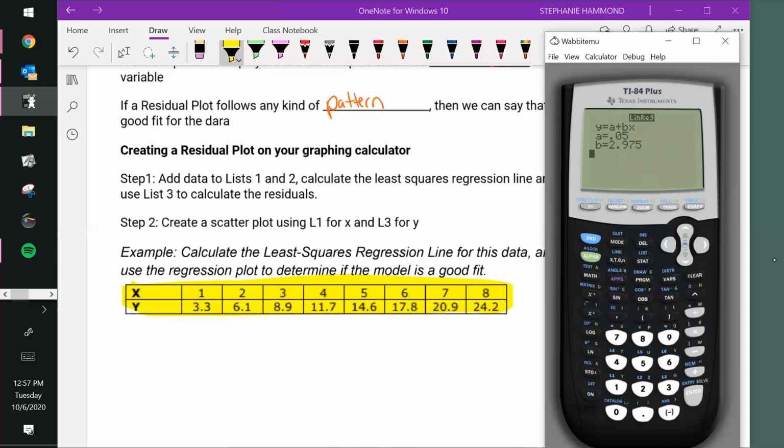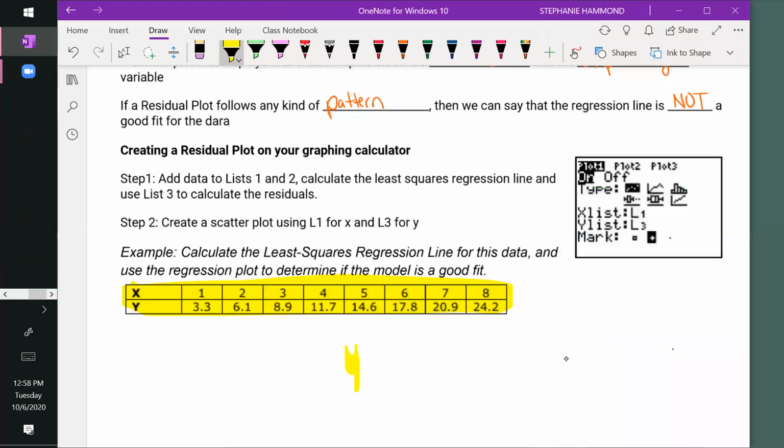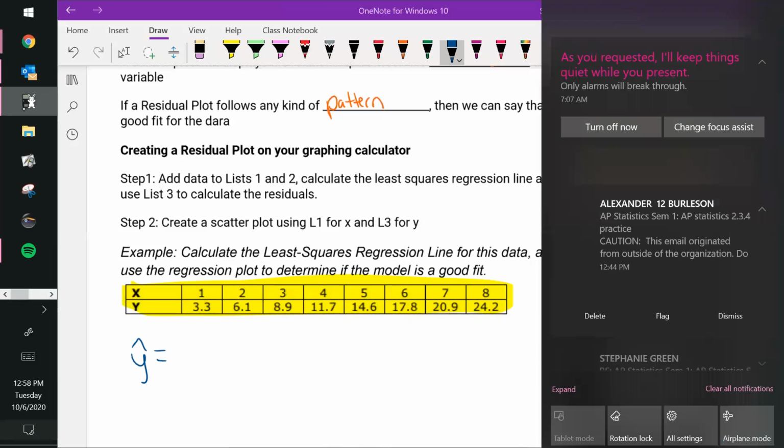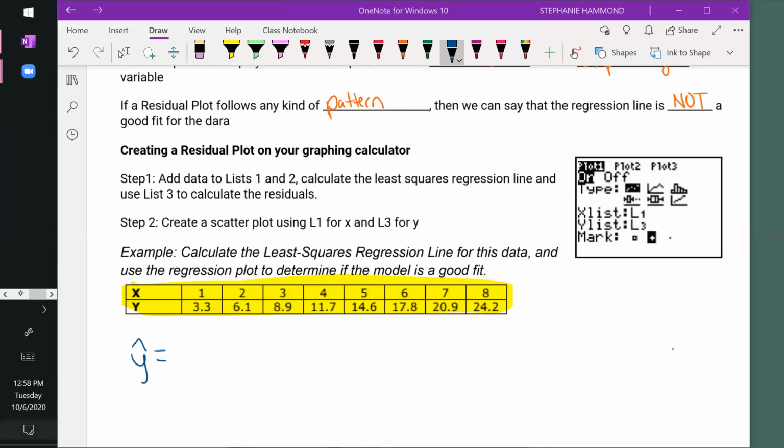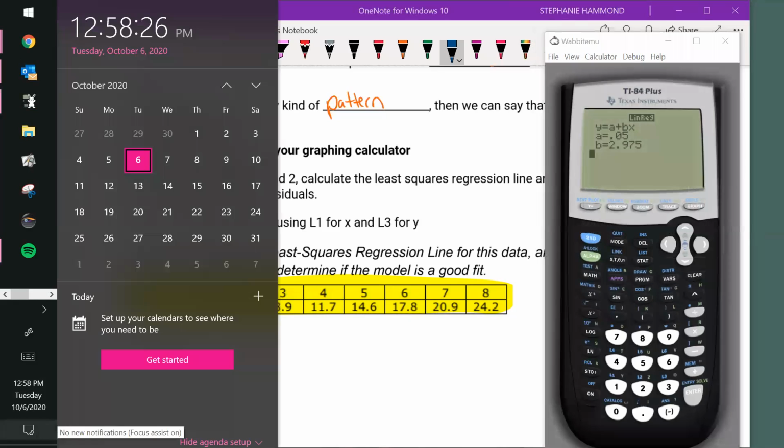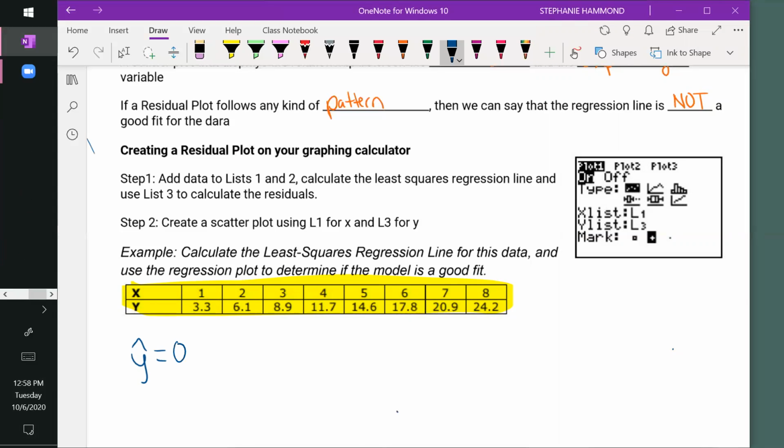Let's write that down real quick. 0.05 and 2.975. Y hat equals, I already forgot it, darn it. Be careful or my computer's gonna freeze up on me again. 0.05 and 2.95. 0.05 plus 2.95x. So that's the least squares regression line that I got.